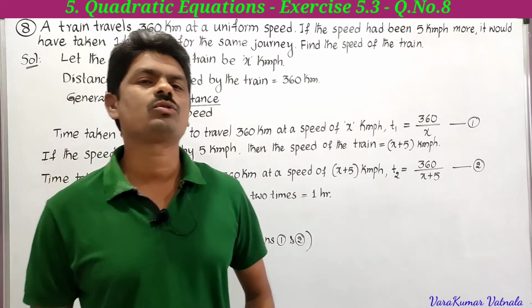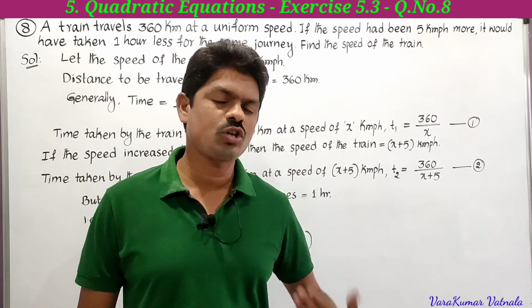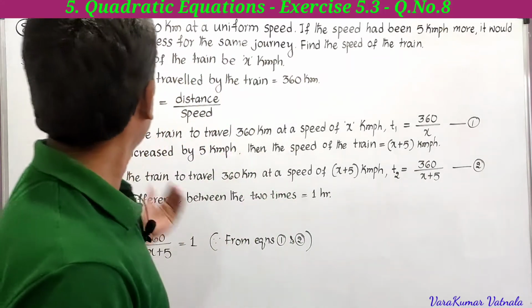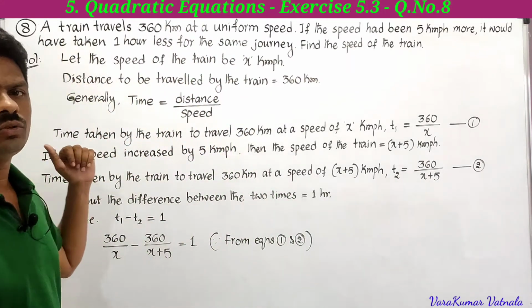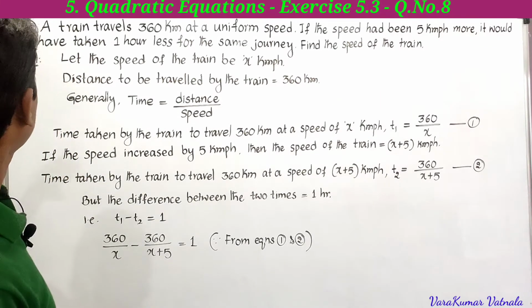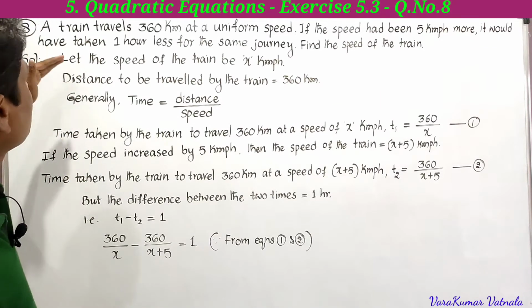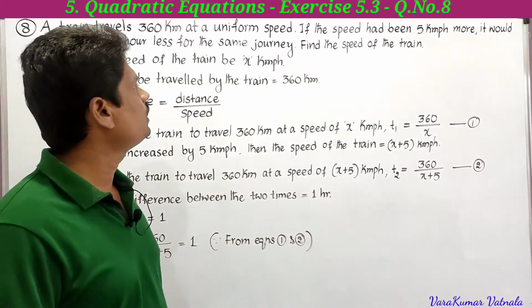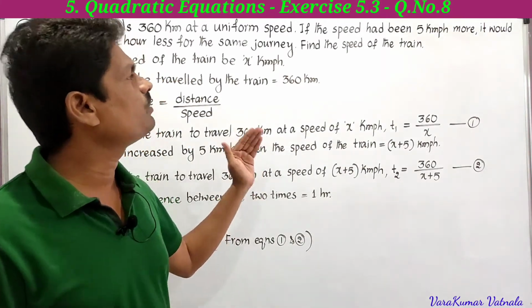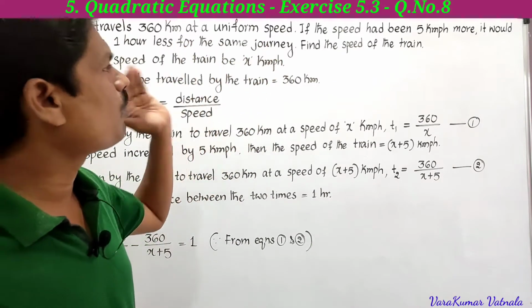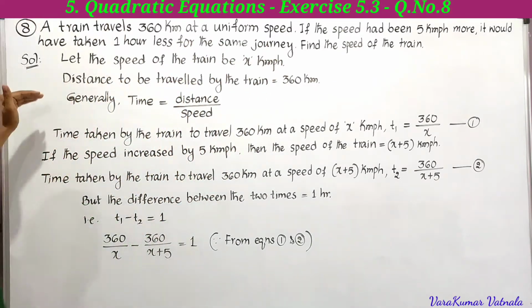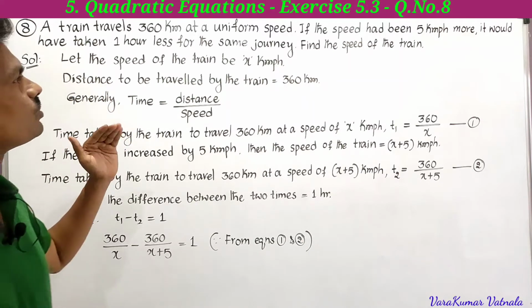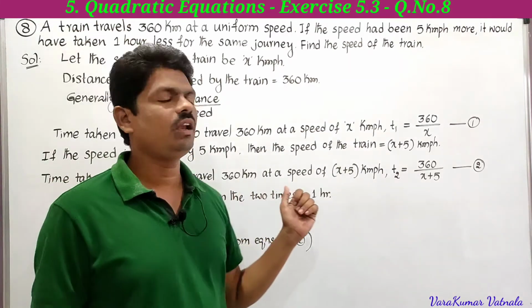Today we are going to solve a problem from the 5th chapter, quadratic equations, exercise 5.3, 8th problem. So see here what is given in the problem. A train travels 360 kilometers at a uniform speed. If the speed had been 5 kilometers per hour more, it would have taken 1 hour less for the same journey. Find the speed of the train.